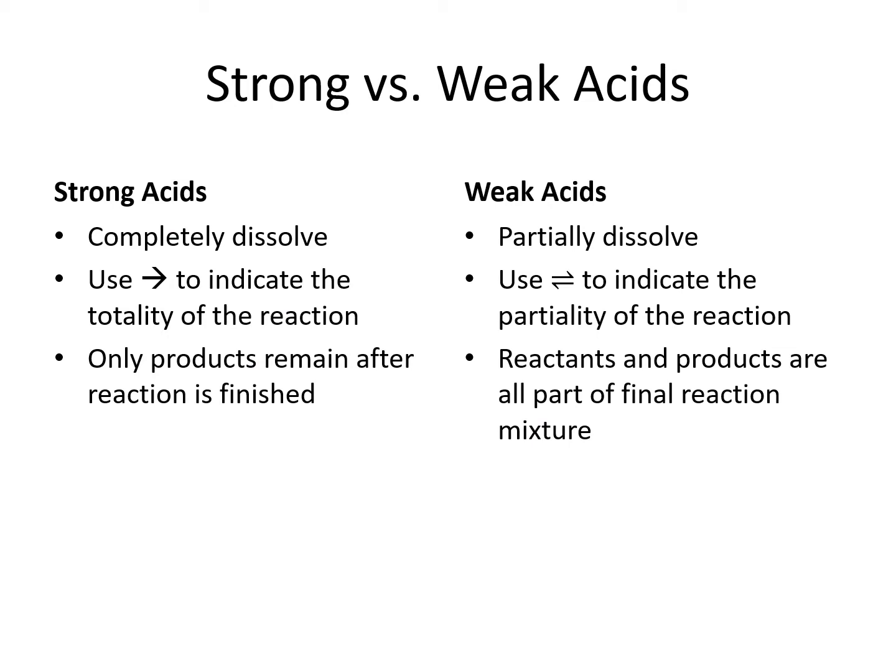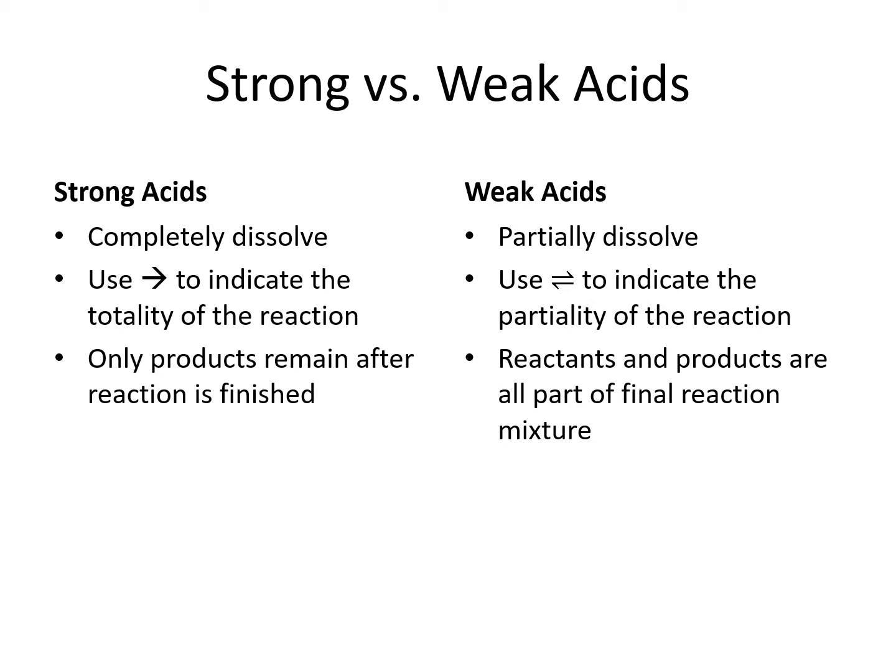We can classify our acids based on whether they are strong or weak. Strong acids are going to completely dissolve in water. We're going to use the full right-facing arrow to indicate that the reaction goes to completion. After the strong acid dissolves, there are only going to be products remaining, so none of the original acid will be left in the solution. It will all be broken up into ions.